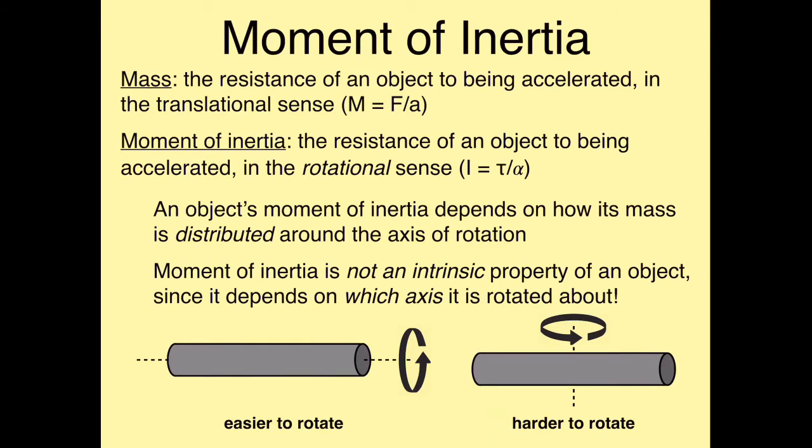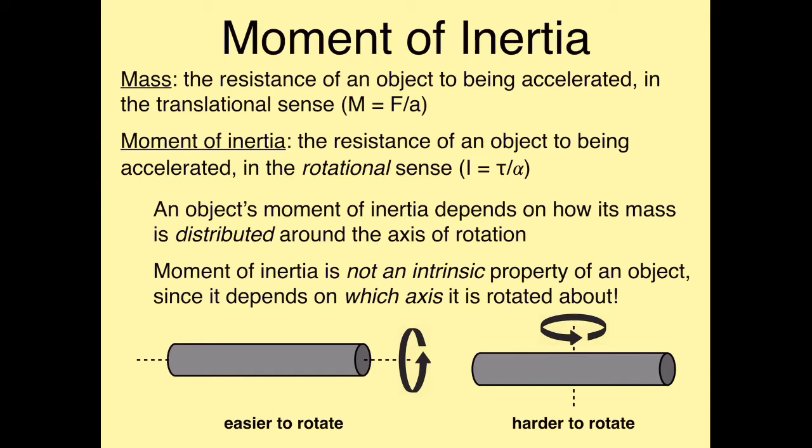In other words, the more mass something has, the bigger m is, the more force it's going to take to get it to accelerate at a certain rate. So you can think of mass as resistance to being accelerated in terms of an object's translation. So moment of inertia is a really similar idea, except now we want to think of this as the resistance to being accelerated in the rotational sense.